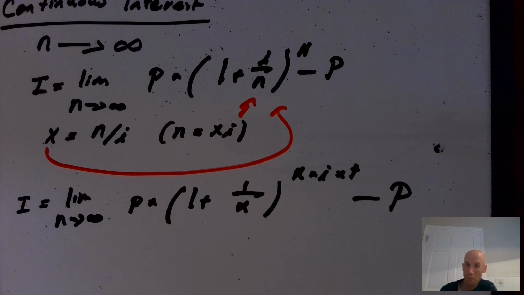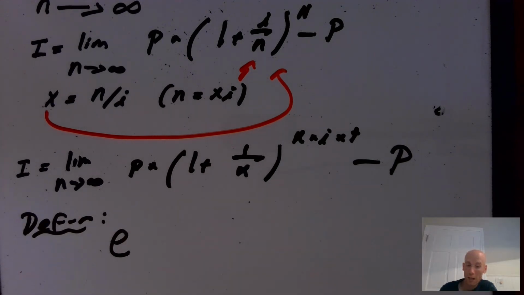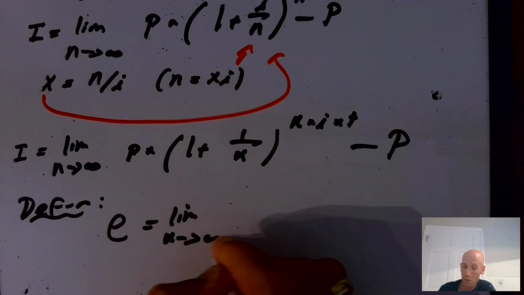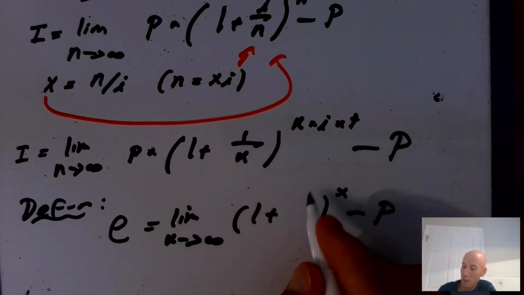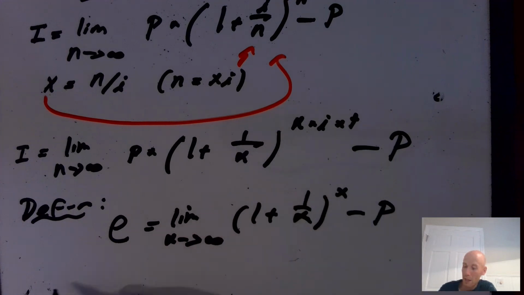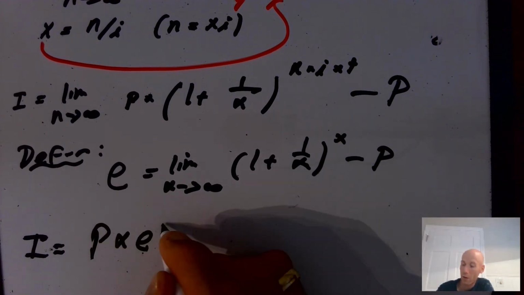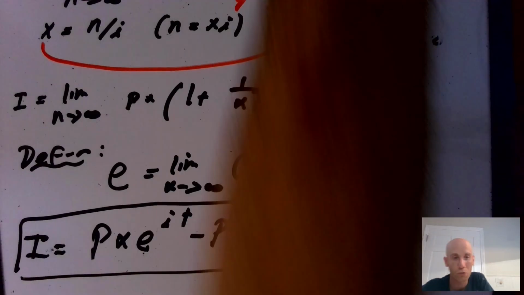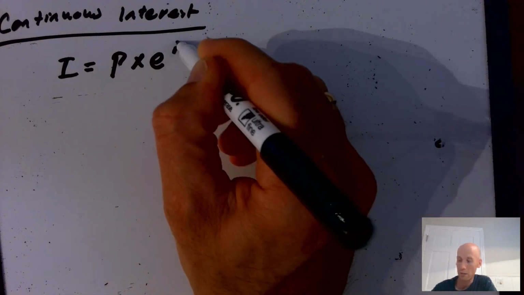And by definition, from calculus, I know that e, the natural number e, is equal to the limit as x approaches infinity of (1 + 1/x) to the x. So if I apply this particular form here, I could see that for continuous interest, I is equal to P times e raised to the i t, minus P. This is going to be the governing equation for continuous interest. I just wanted to derive it for you so you don't think it's coming out of thin air. So let me just put that up here. Continuous interest here is I is equal to P times e raised to the i t, minus P.